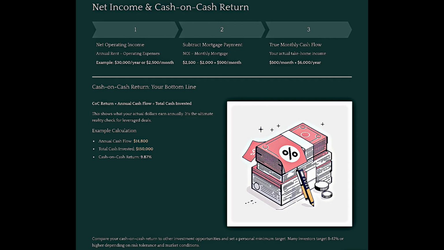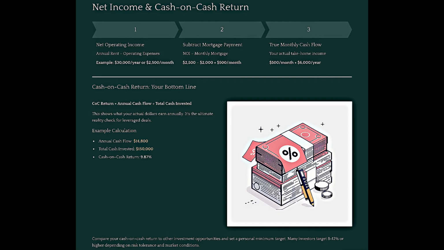Check net income and cash on cash return. Start with your net operating income, rent minus expenses. Then subtract your mortgage payment to find true monthly cash flow. For example, $2,500 in monthly NOI minus a $2,000 mortgage equals $500 cash flow, or $6,000 a year.